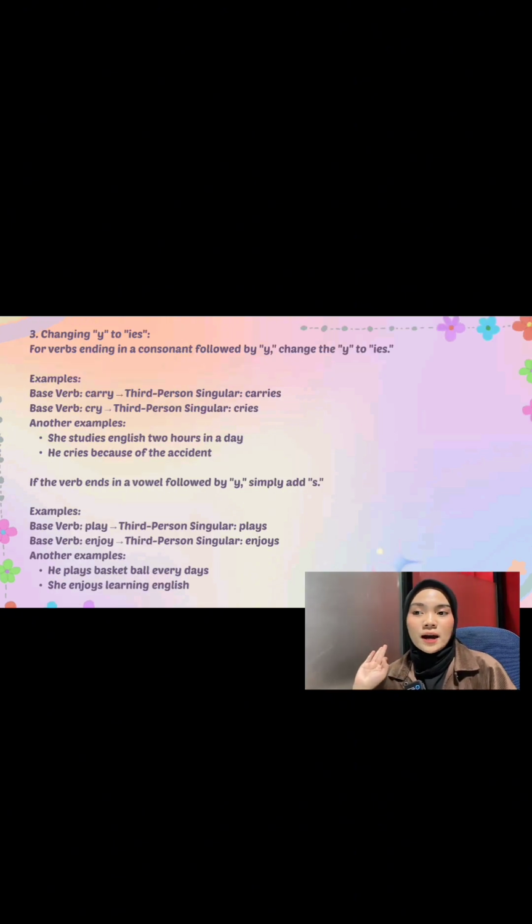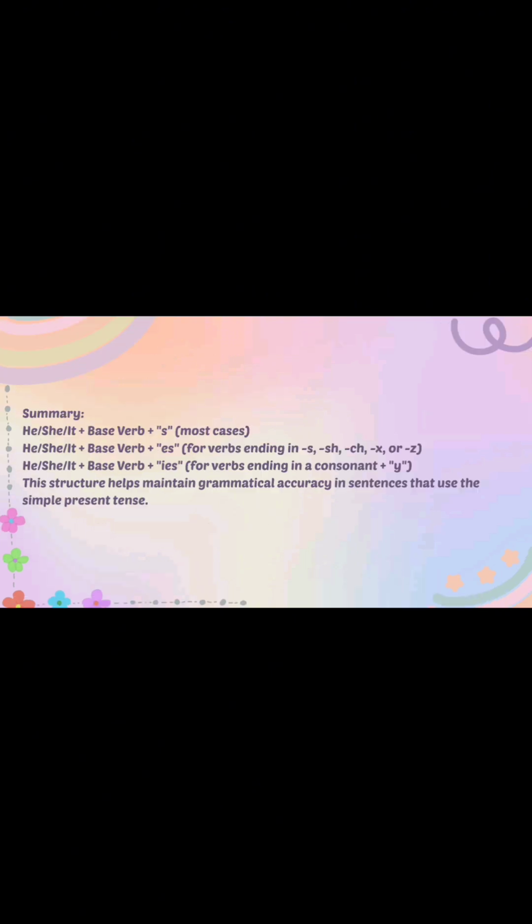3. Changing y to ies. For verbs ending in a consonant followed by y, change the y to ies. Example: base verb carry, third person singular, so the word becomes carries. Another example: she studies English 2 hours in a day. If the verb ends in a vowel followed by y, simply add s. Example, base verb play, third person singular, so the word becomes plays.